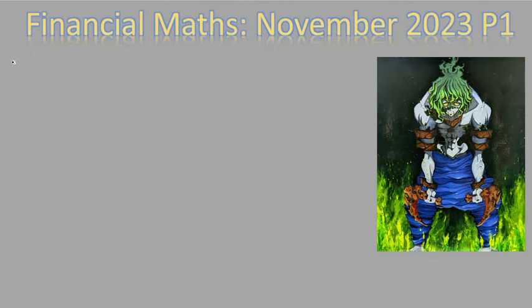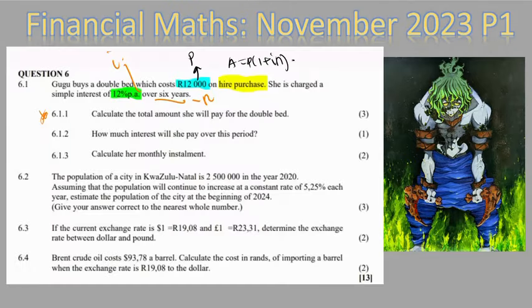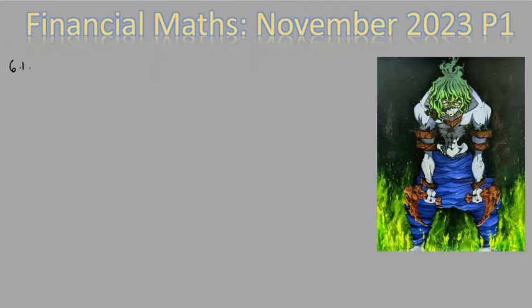Thin pencil. That is 6.1.1, right? So 6.1.1. We are using what? The simple interest formula, because they said what? The word hire purchase. Right there.